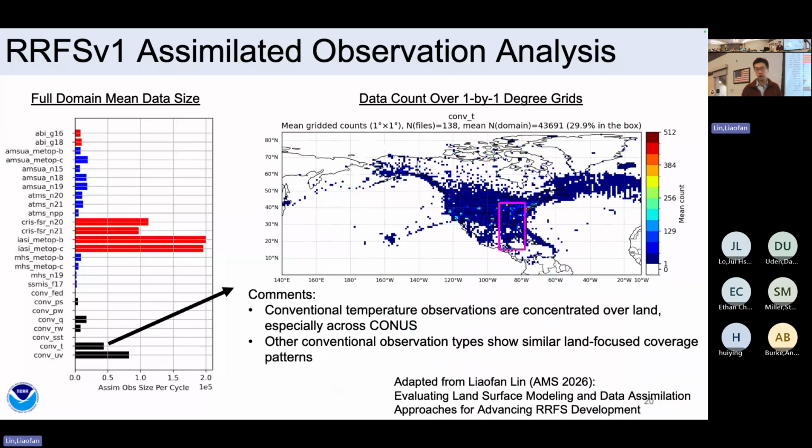In contrast, we compare with the conventional temperature observations. This one is using the conventional temperature observation as an example. As you can see, conventional observations are concentrated over land, especially corners. And we also checked other conventional types of observation. They also mainly focus on land. And as a result, much larger fractions of conventional observations are captured over the Hurricane Helene domain.